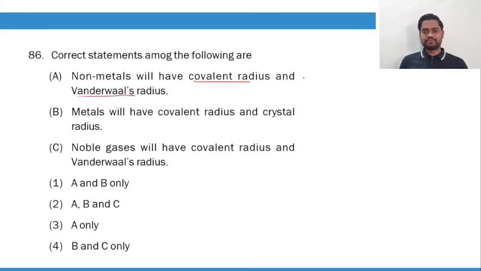So this is true. Metals will have covalent and crystal radius, true. Noble gas will have covalent, wrong. And van der Waals, yes. It does not have covalent because they are monoatomic, and in monoatomic there is no covalency. So according to me, A and B is right. So I'll go with option number 1. Okay, 86 option number 1 is right.